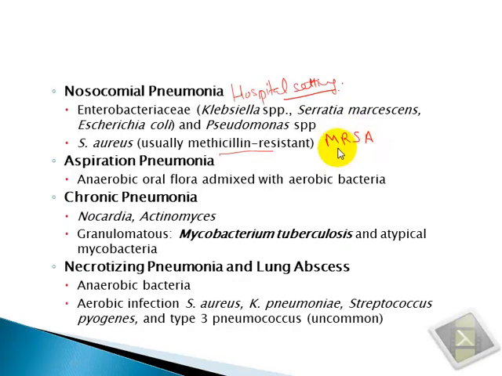MRSA, methicillin resistant Staph aureus. Another type of pneumonia, the fourth type of pneumonia, is called aspiration pneumonia, which is seen in those patients who cannot really have a gag reflex, they cannot really cough, the ones who are in coma, under the effect of alcohol, under the effect of anesthesia, and so on. So these are the ones which will be aspirating the gastric contents, and when they aspirate the gastric contents, it will lead to infection of anaerobic as well as aerobic bacteria.